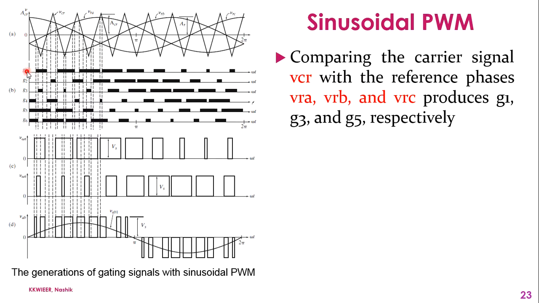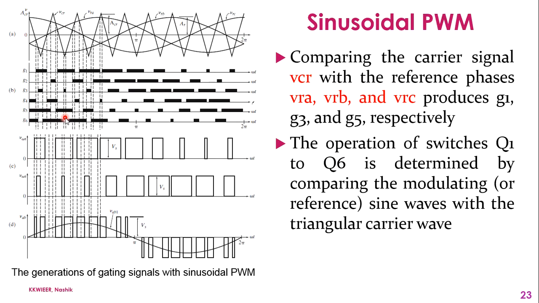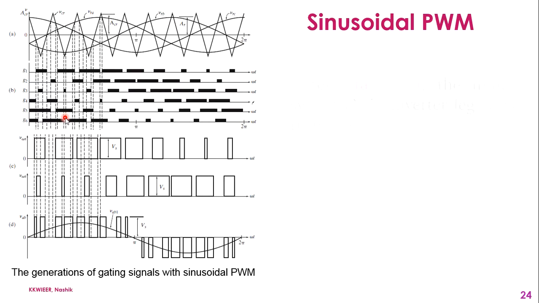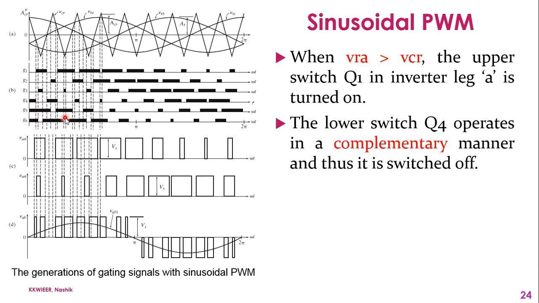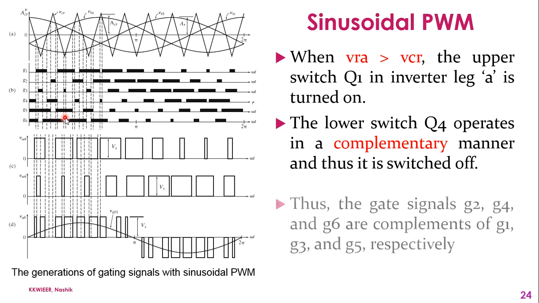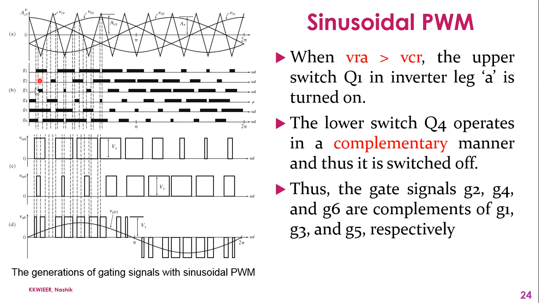So here in B we can see G1, G3 and G5. The operation of switches Q1 to Q6 is determined by comparing the modulating or reference sine waves with the triangular carrier wave. When VRA is greater than VCR, the upper switch Q1 in the inverter is turned on. The lower switch Q4 operates in a complementary manner and thus is switched off. Thus the gate signals G2, G4 and G6 having even suffix are the complements of the odd suffix ones, that is G1, G3 and G5 respectively.